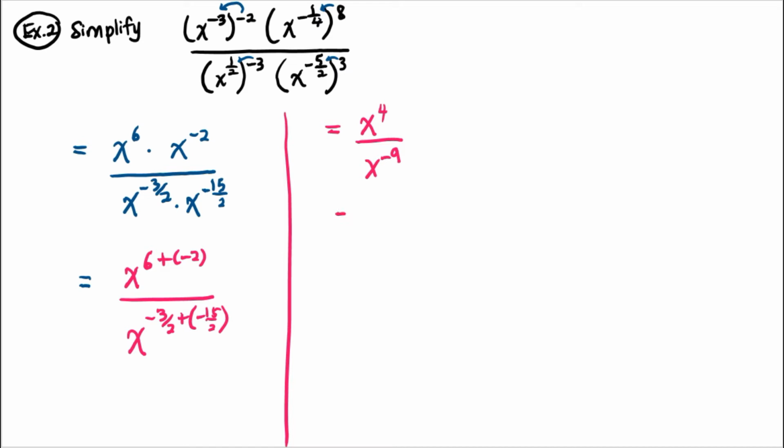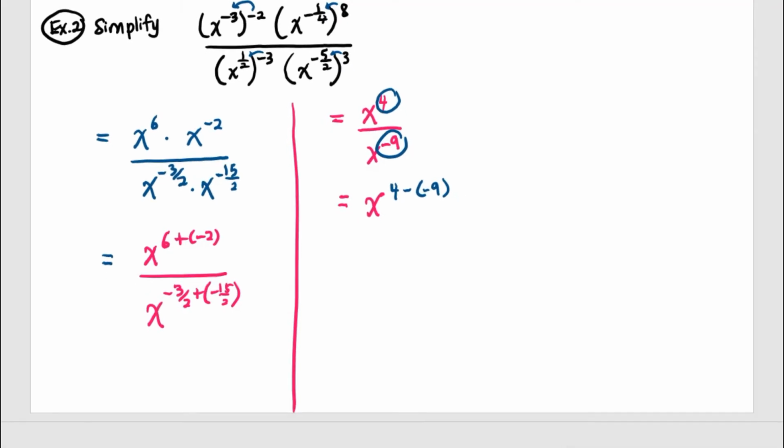Now we need to simplify this one. If you don't want to bring x to the power of 9 to the numerator, also okay. So you can just divide x to the power of 4 right now, because we need to consider the index of 4 minus negative 9, because it is a division. So minus a negative 9. So this will become x to the power of 4 plus with 9. So this is x to the power of 13.